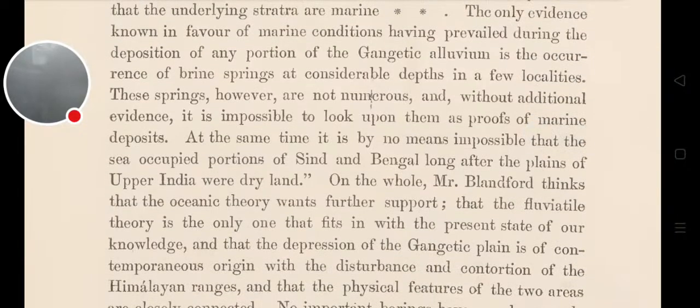The only evidence known in favor of marine conditions having prevailed during the deposition of any portion of the Gangetic alluvium is the occurrence of brine springs at considerable depths in a few localities. These springs, however, are not numerous, and without additional evidence, it is impossible to look upon them as proofs of marine deposits. At the same time, it is by no means impossible that the sea occupied portions of the Sindh and Bengal long after the plains of Upper India were dry land.